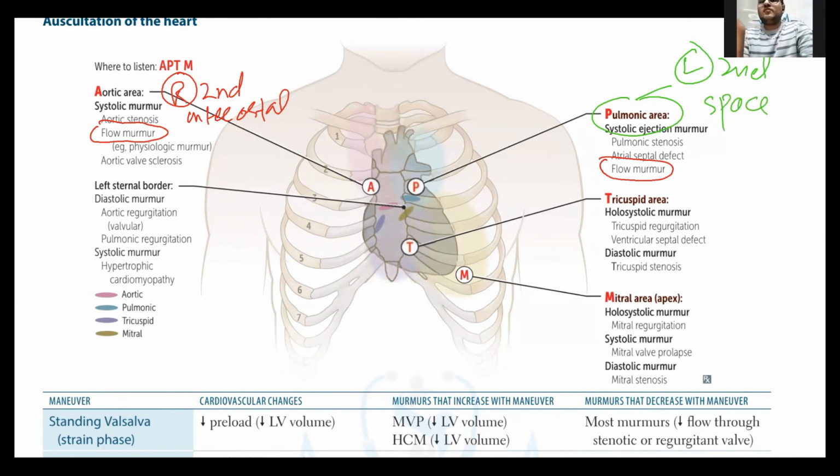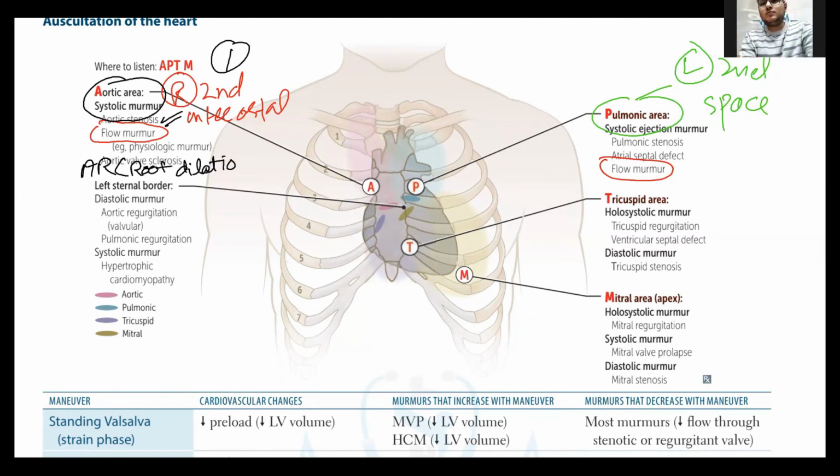So first of all, we will study point number 1. What is the aortic area? The aortic area is the second right intercostal space, and the murmur of aortic stenosis we can listen to in this position. And the murmur which is not written here, that is extra, is aortic regurgitation due to root dilation.